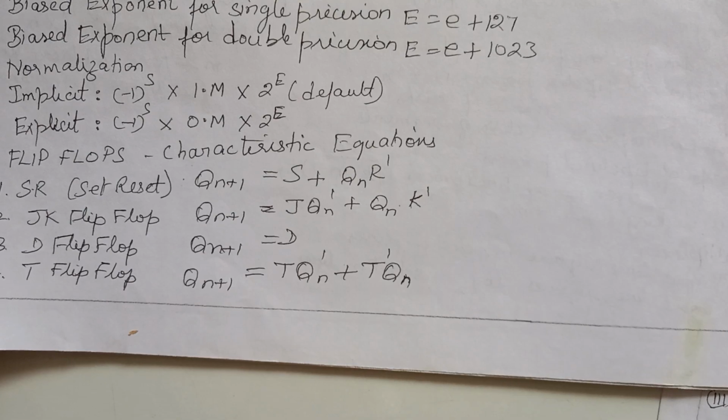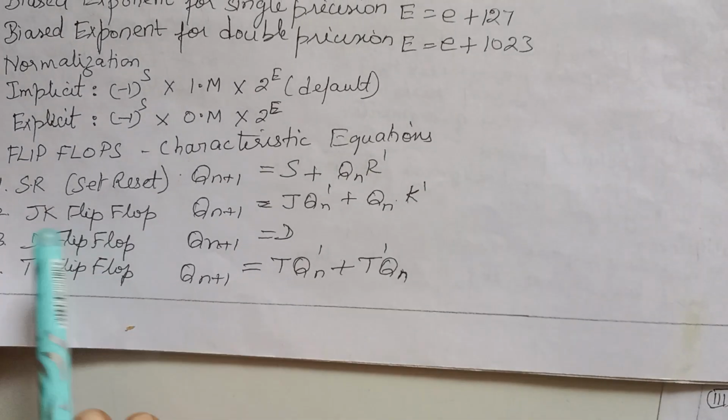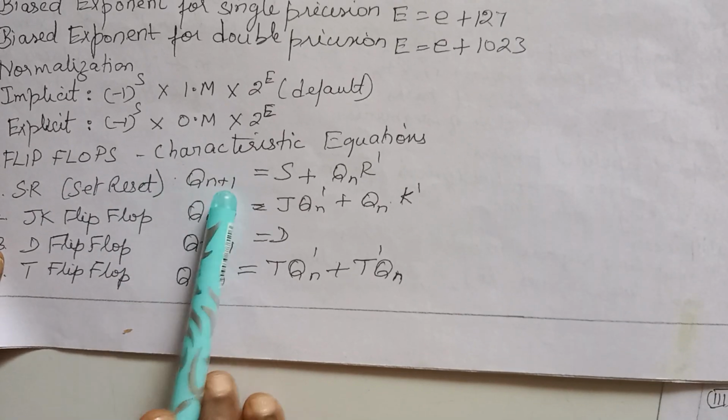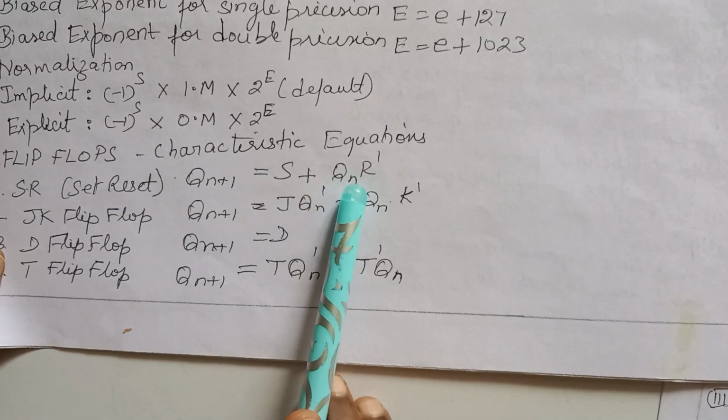Next, you need to know the flip-flop characteristic equations. First one is set reset. So in set reset, what is the characteristic equation? Qn+1 is equal to S + Q̄n R̄.